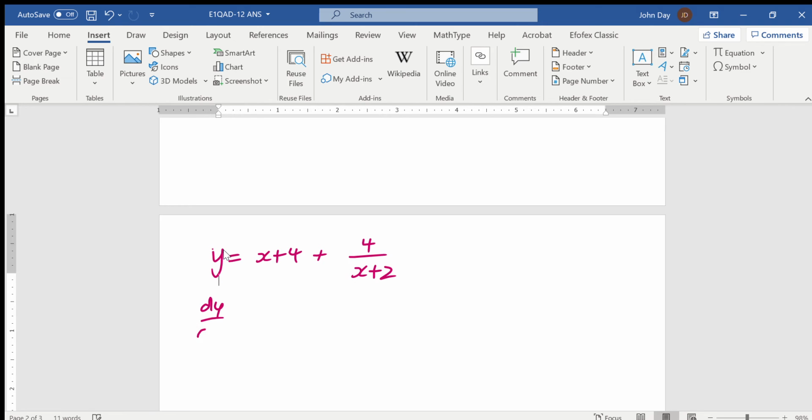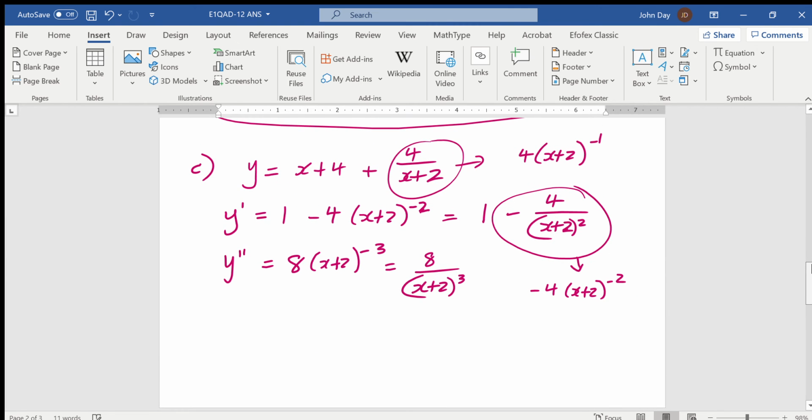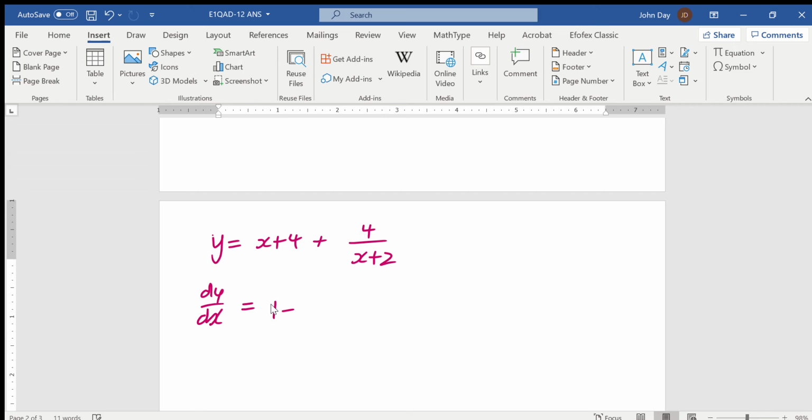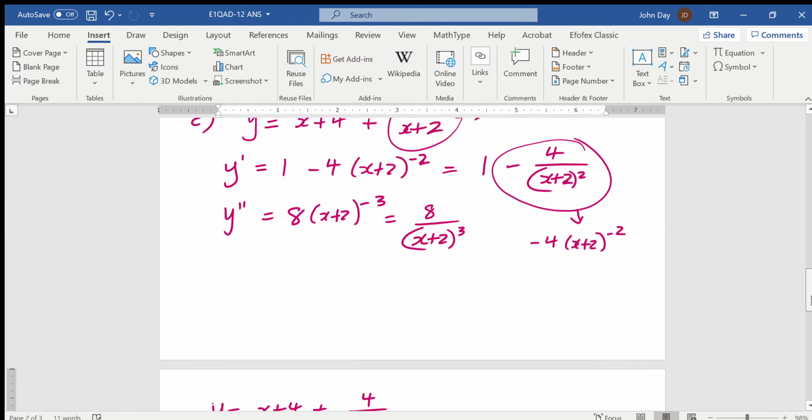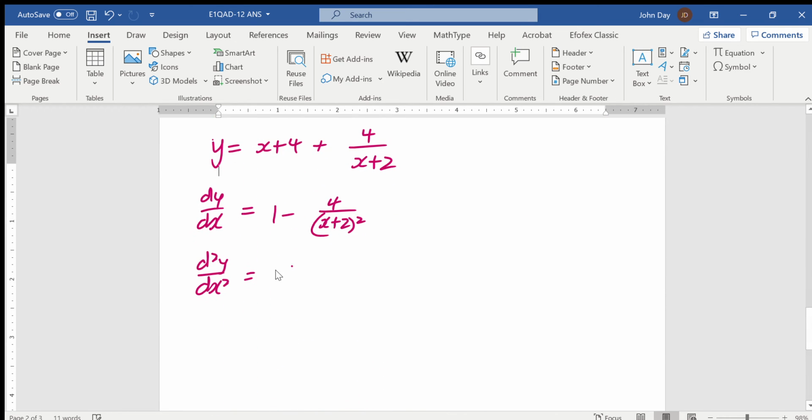The first derivative is 1 minus 4 on (x plus 2) squared. And the second derivative is 8 on (x plus 2) cubed. Okay, so we're going to use those now.